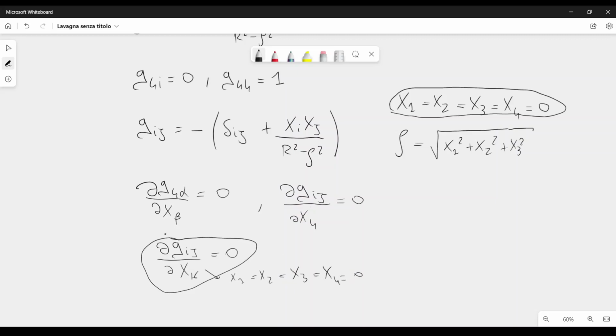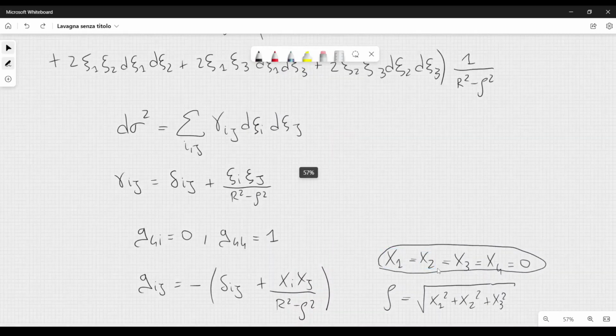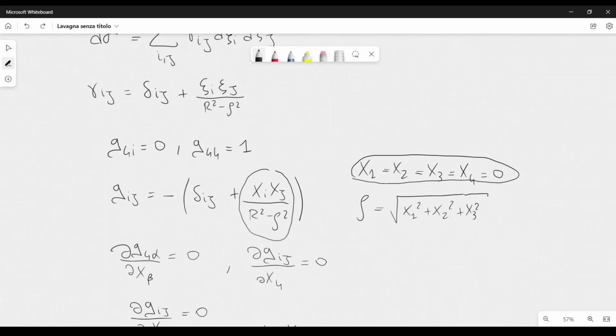Why is this? Well, if you take the derivative of the g_ij here, you have this part, of course, because this first part is constant. So if you take this derivative, for example, the derivative of g_ij with respect to xi, the derivative will be xj divided by r² minus ρ², and then you also have to remember that ρ depends on x1, x2, x3, so you might have another term. But when you set x1 equal to x2 equal to x3 equal to x4 equal to 0, the derivative of this term will still be 0. It's easy to find out, right?